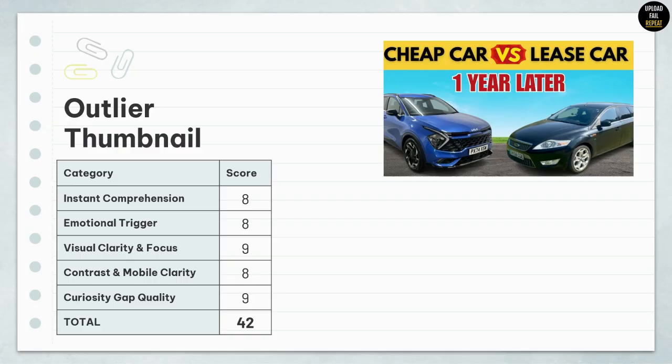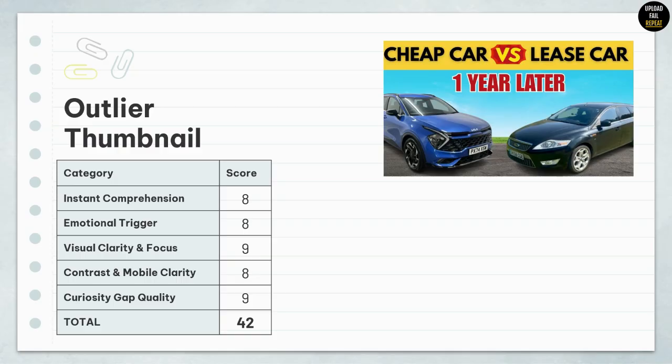For the emotional trigger, the scale is 0 to 3 means it's emotionless, 4 to 6 is mild, and then 7 to 10 is strong. And here I scored it an 8. Visual clarity and focus, 0 to 3 means it's cluttered, 4 to 6 means there are some focus issues, and 7 to 10 is clean, and I've scored it a 9. For the contrast and mobile clarity, 0 to 3 is hard to read, 4 to 6 is acceptable, and 7 to 10 is highly legible, and I've scored it an 8.